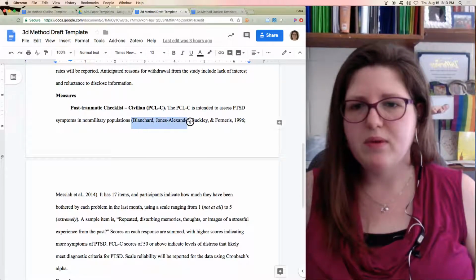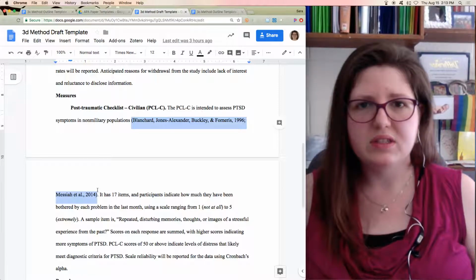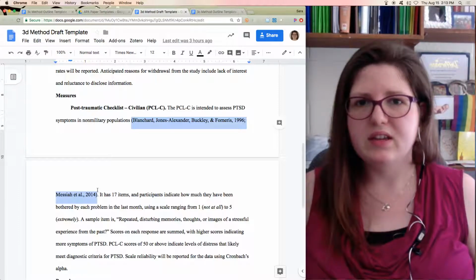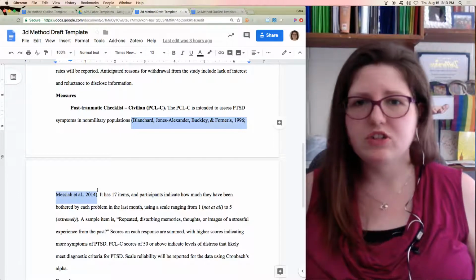You need to have at least one reference showing where I can trace back to find out more about how this measure was developed. Because we don't just make up questions.